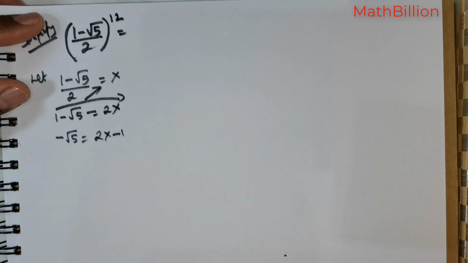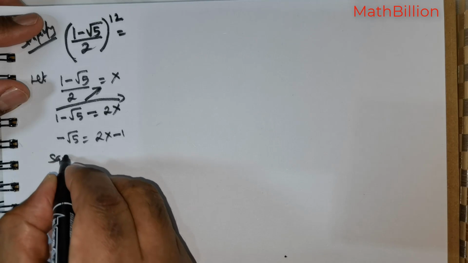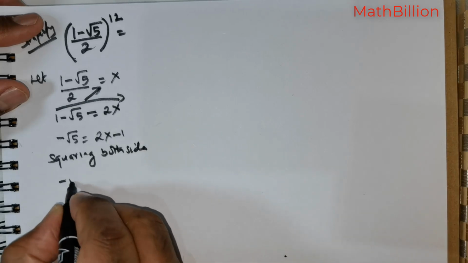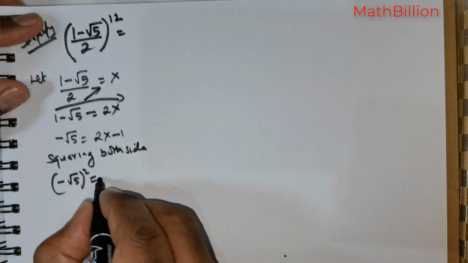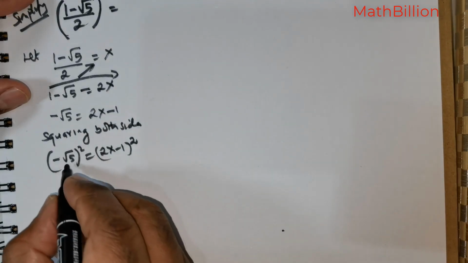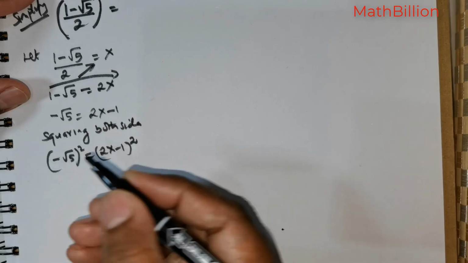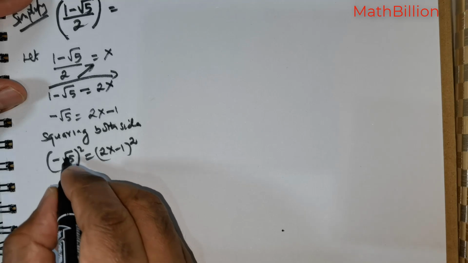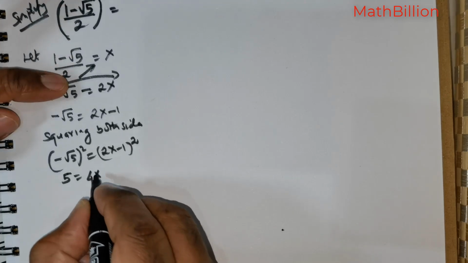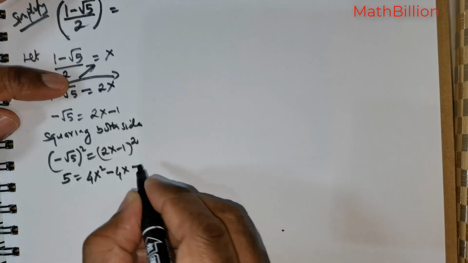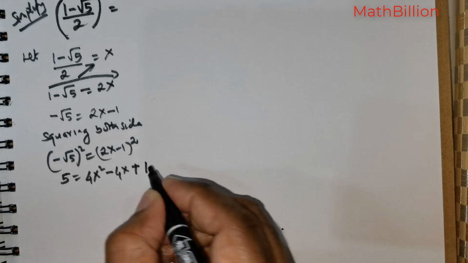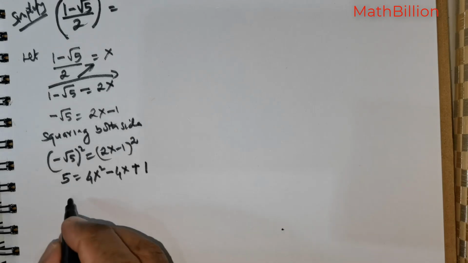Now I wish to square both sides. So squaring both sides, we get (−√5)² = (2x − 1)². This negative and square will be converted into positive, and √5 squared will become 5. And (2x − 1)² is going to give me 4x² − 4x + 1. So this is what I've got.